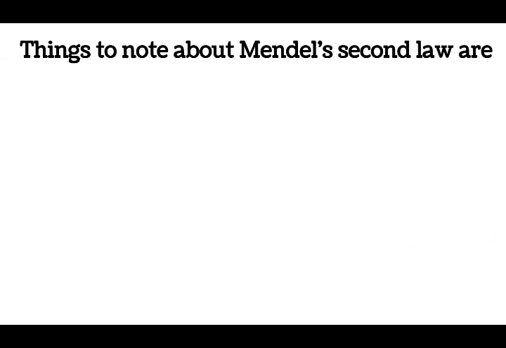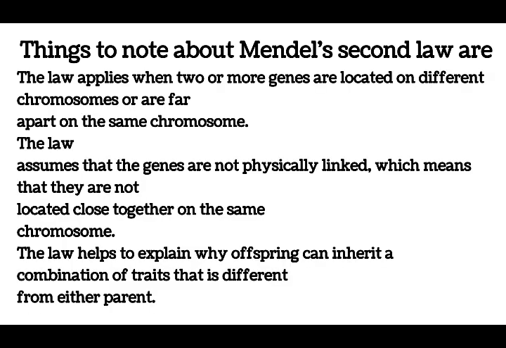Points to note about Mendel's second law. The first is, the law applies when two or more genes are located on different chromosomes or are far apart on the same chromosome. The law assumes that the genes are not physically linked, which means that they are not located together on the same chromosome. It means that for this law to apply, either the genes should be on separate chromosomes, or if they are on the same chromosome, they should be distant apart.